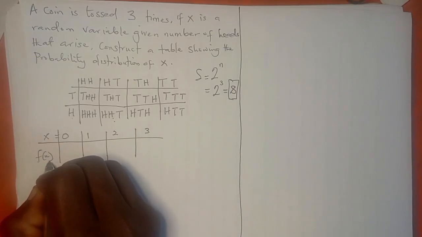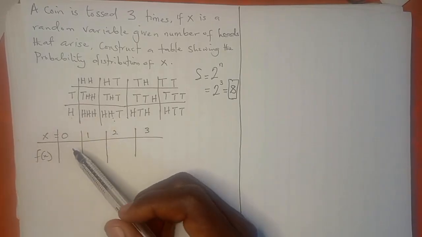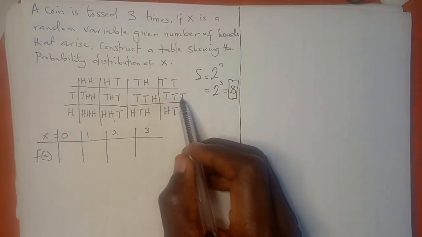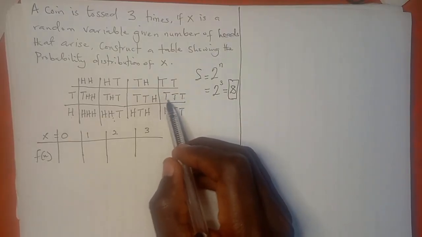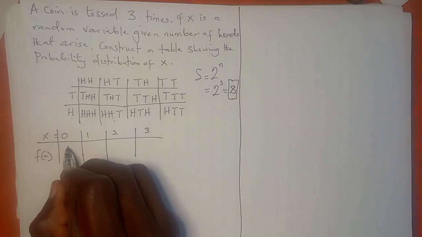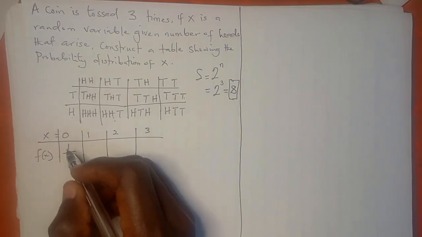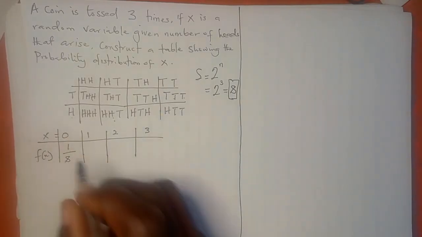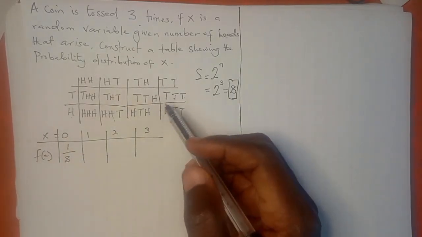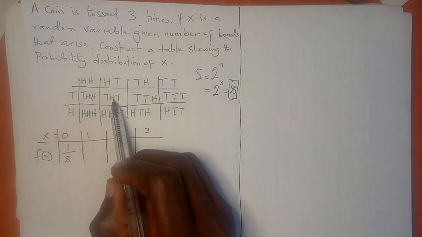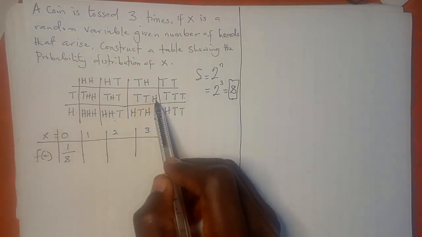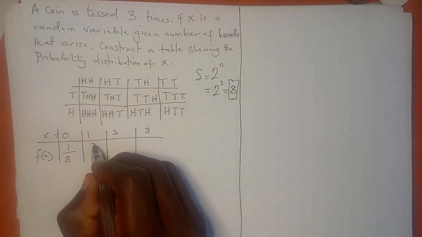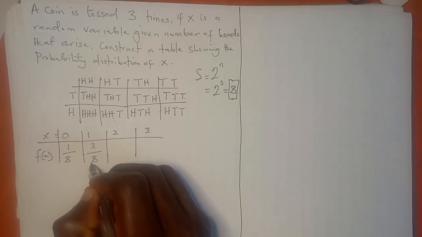We have f of x here. So how many times does head not appear at all? It is only in this case, tail, tail, tail. There is no head in tail, tail, tail. So this is going to give us 1 divided by the total number of sample space, that is 1/8. Now how many times does head appear once? Head appears once here, 1. Here, 2. Here, 3. So that is 3 divided by 8.